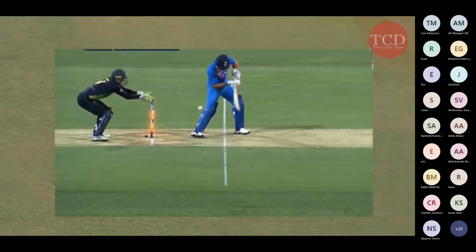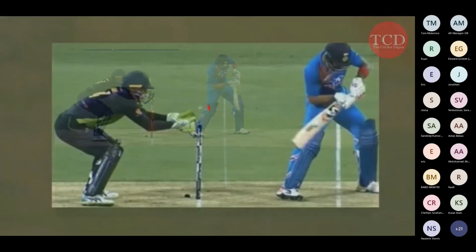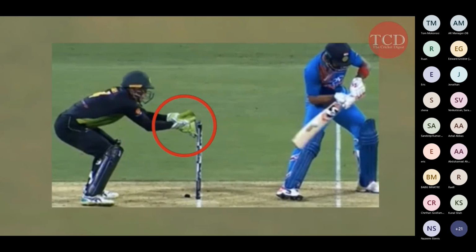In the case of Alex Carey, ball had touched the bat when he broke the wicket. Hence, this is not a violation of law. But he was parallel to the stumps before the ball made contact with the bat. Hence, it was called a no ball.